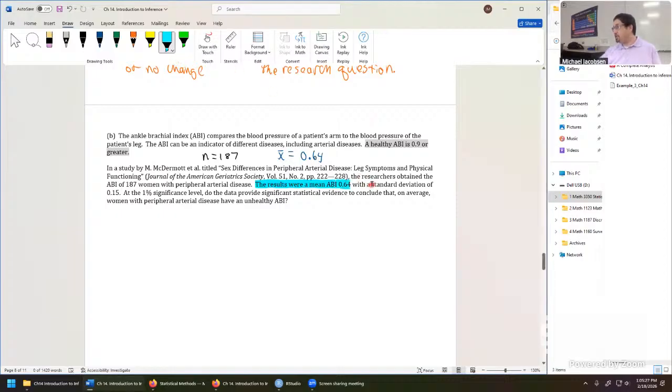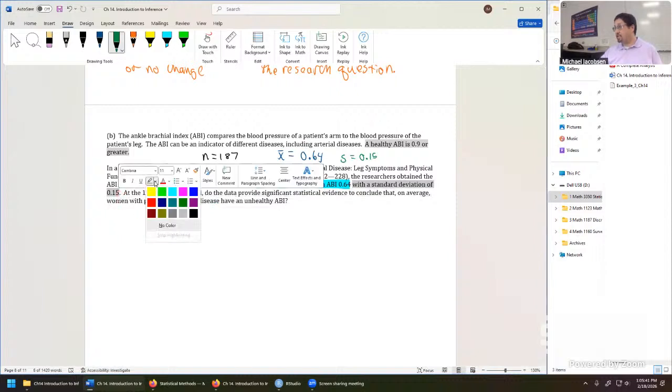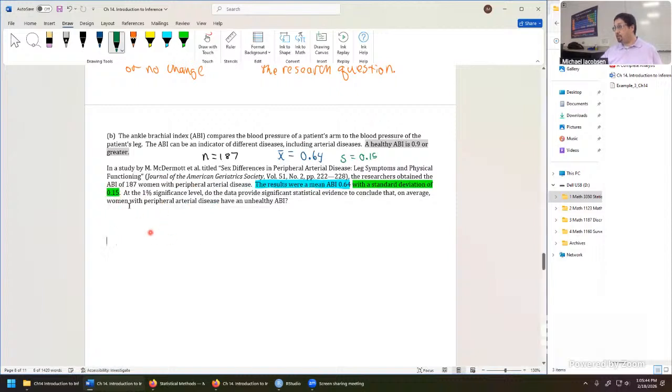There's also a standard deviation of 0.15. This is referring to the sample standard deviation, so we can also write in s equals 0.15, coming from this part right here. And I believe we left this wording in when we looked at this problem for the first time, but now we're going to be able to say something about this.